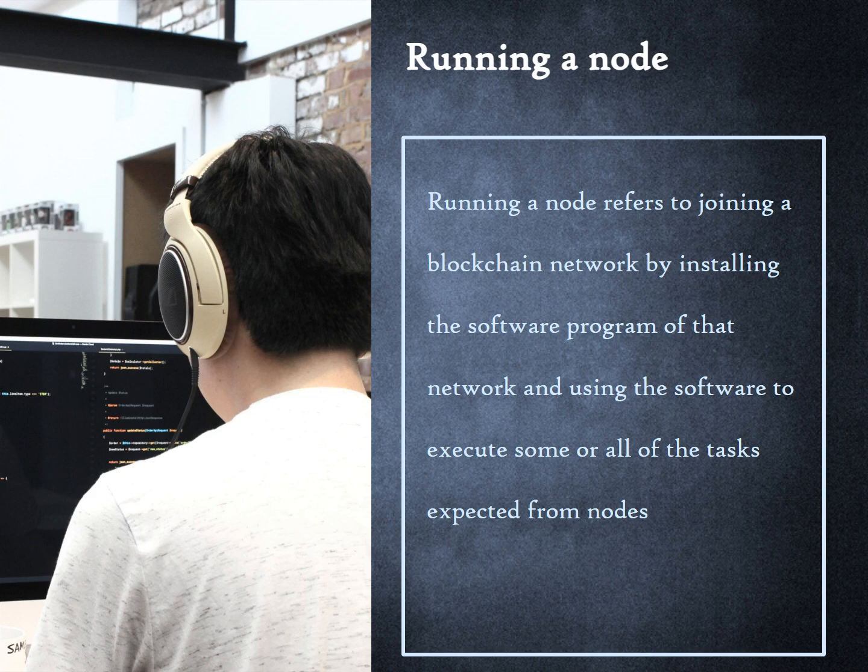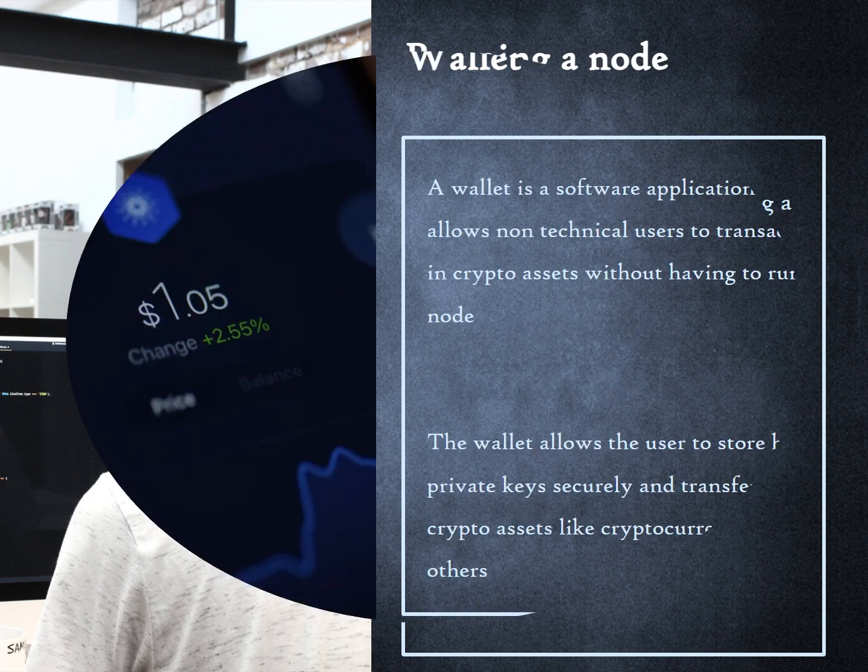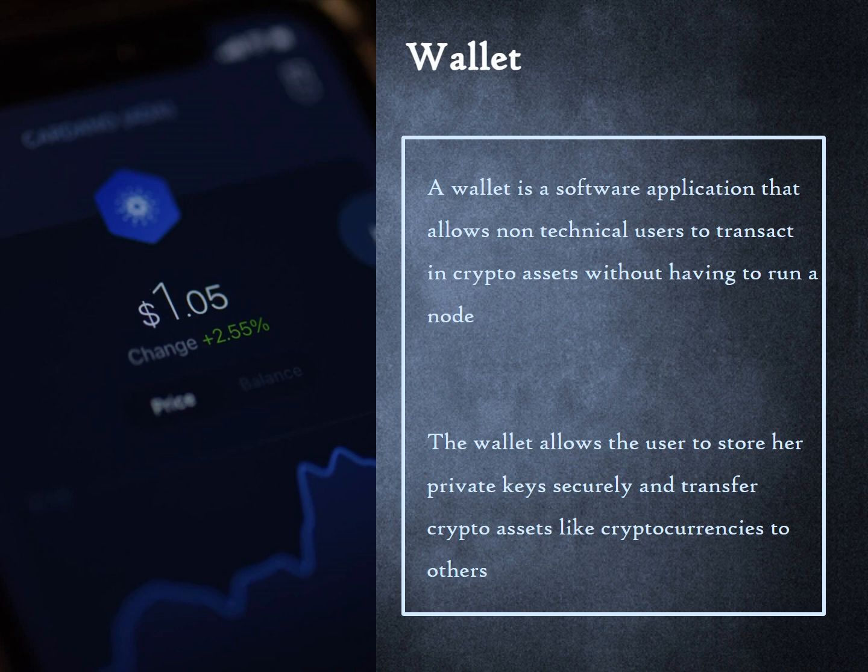Running a node refers to joining a blockchain network by installing the software program of that network and using the software to execute some or all of the tasks expected from nodes. A wallet is a software application that allows non-technical users to transact in crypto assets without having to run a node. The wallet allows the user to store her private keys securely and transfer crypto assets like cryptocurrencies to others.